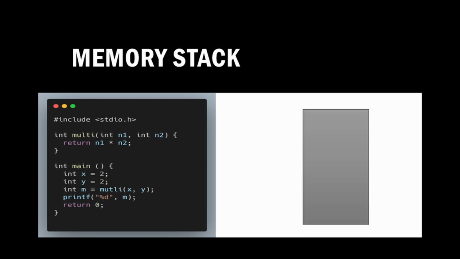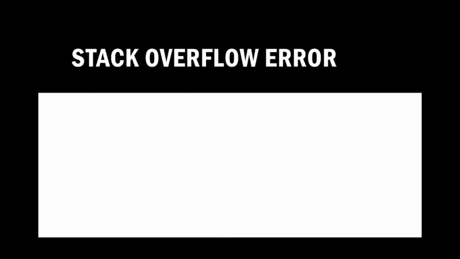As you could probably see, memory stack works on the principle of last in, first out. Since the multi method was the last one in, it gets removed first, and the main method was the first thing that was put inside the memory stack, so it gets removed last. And there's a specific kind of error that's very common if we forget the limitations of stack memory.